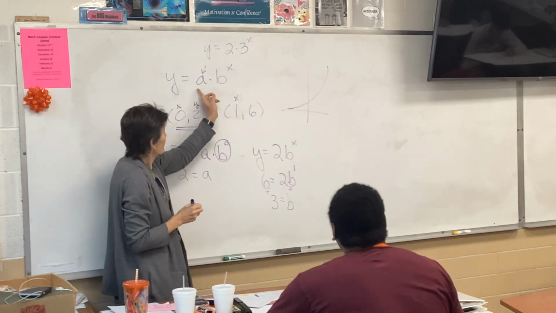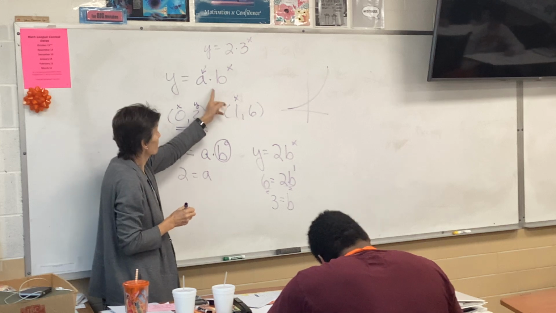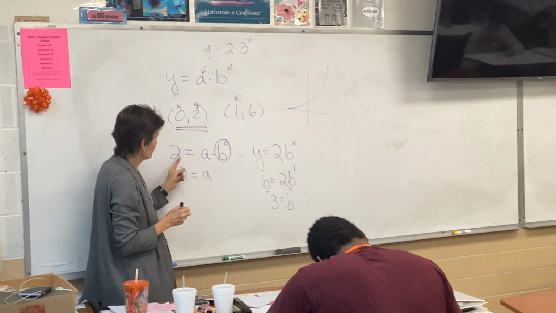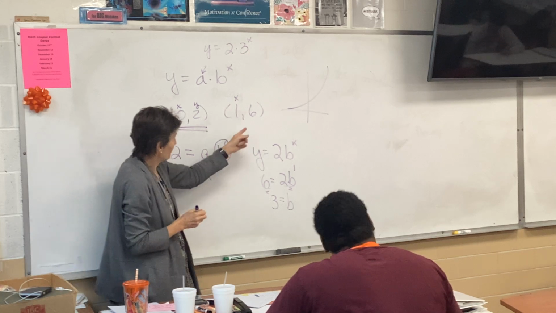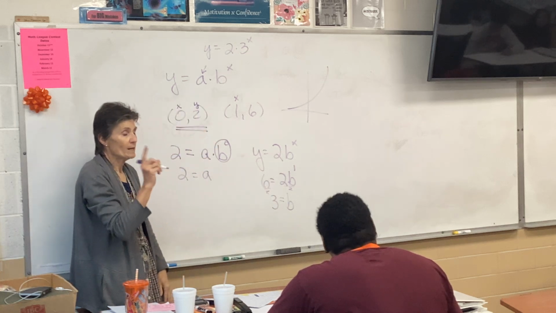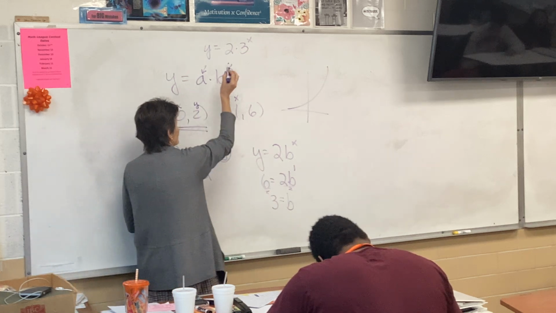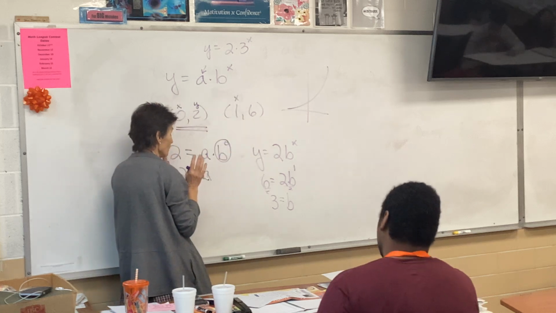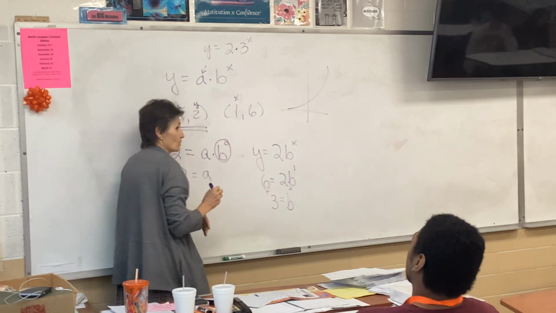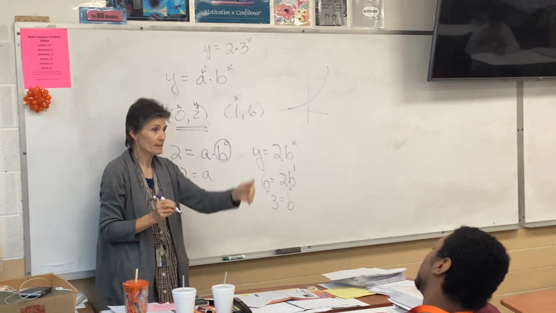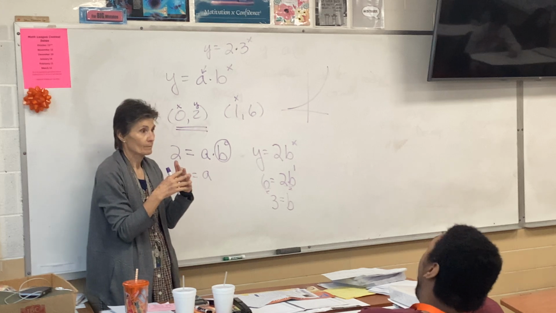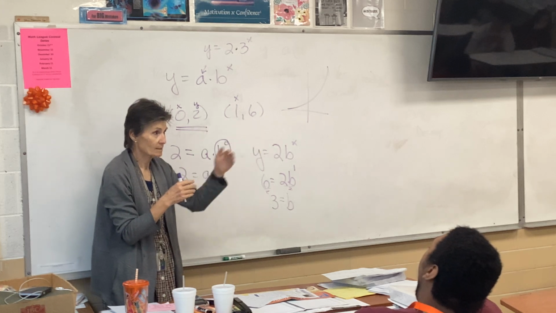Your job is to write that equation right there. So we plug this point in first, found A. Now we're plugging this point in, and we found B. When you write your answer, it's just like that. Don't multiply the 2 and the 3. Don't make it a 6. These are 2 separate numbers. A times B to the x. Never combine, ever. So A times B to the x.